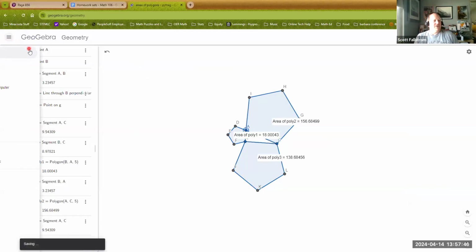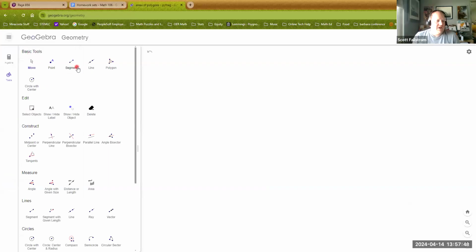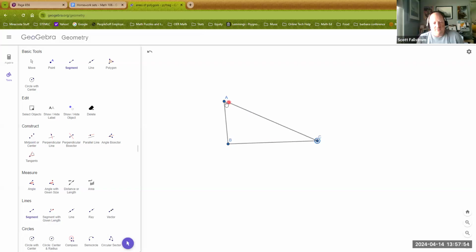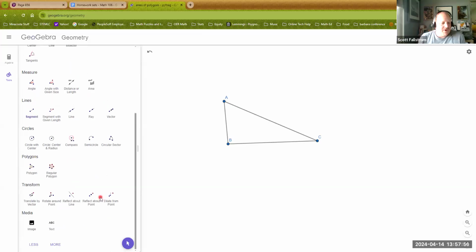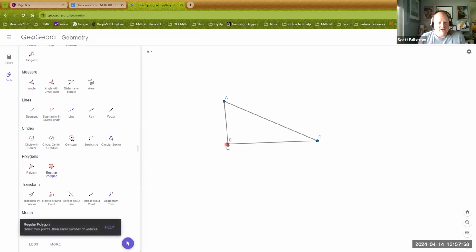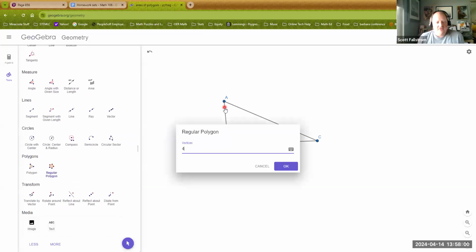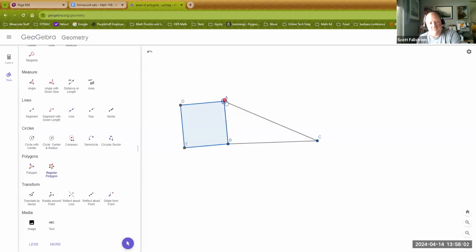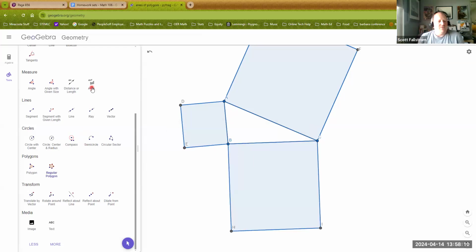Let's clear it all and just kind of show what I'm talking about. Just make a triangle. Any triangle at all. Make squares on the sides. Just use the regular polygon option here. Okay. I'm serious, it's just quicker. And so I'll make these on the sides. All right. Compute the areas.